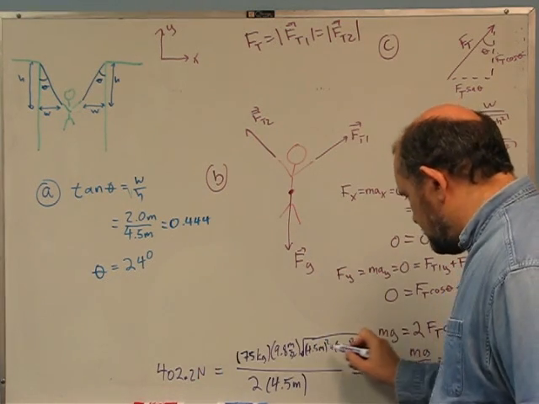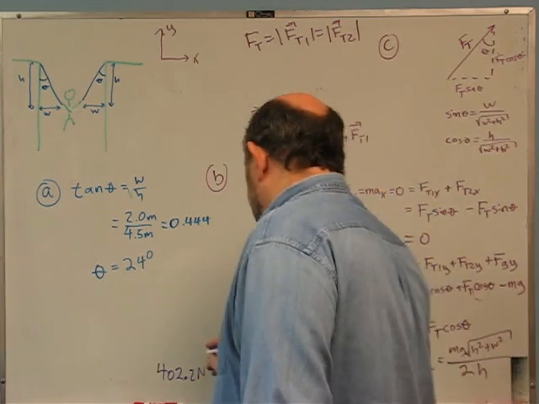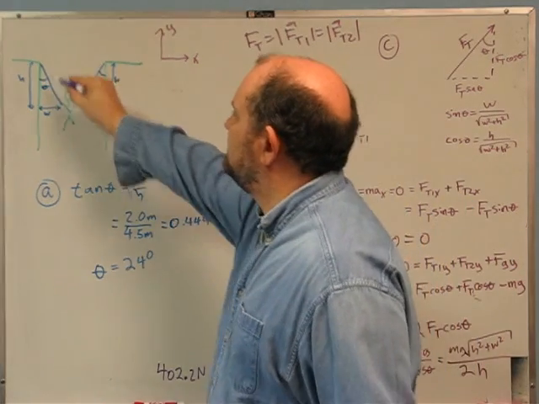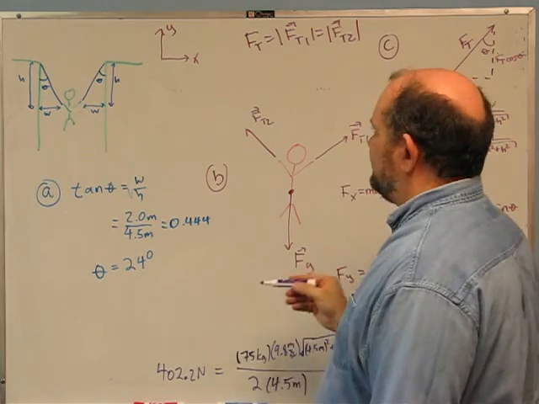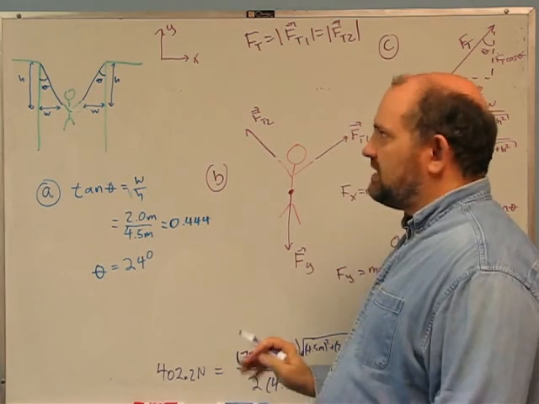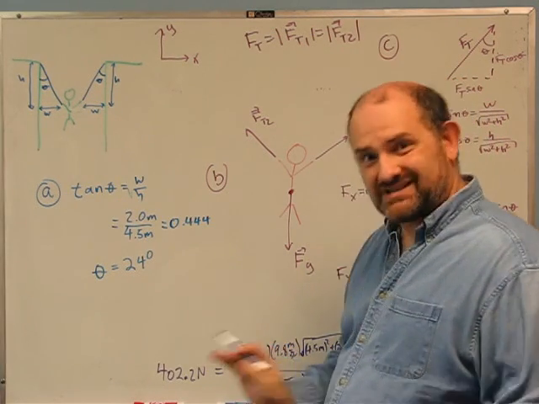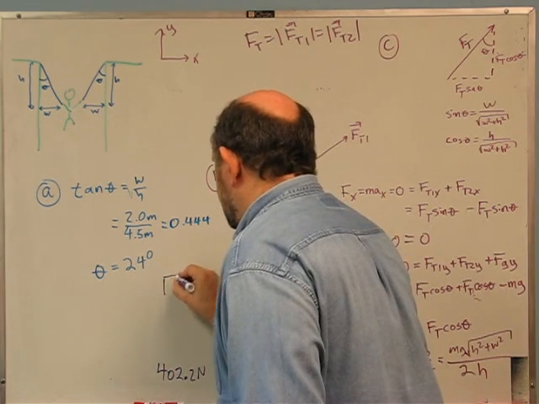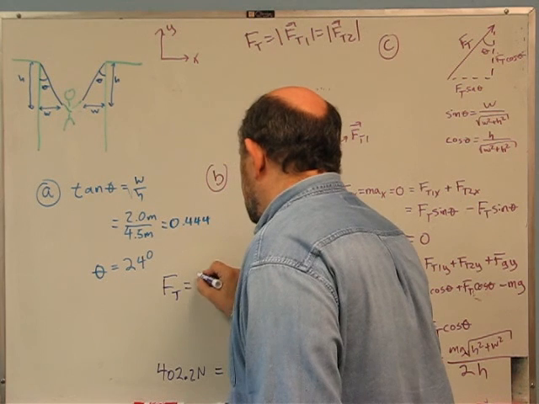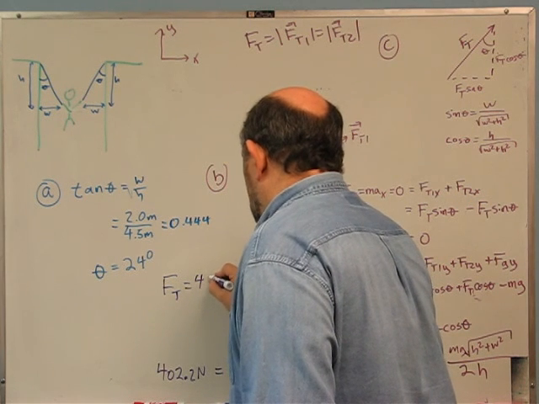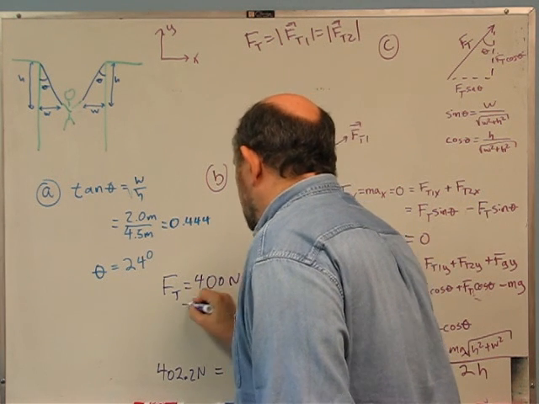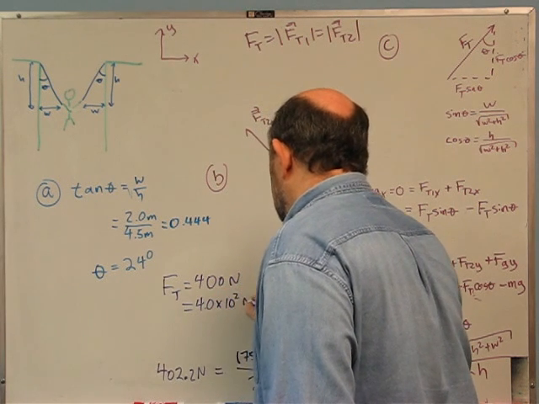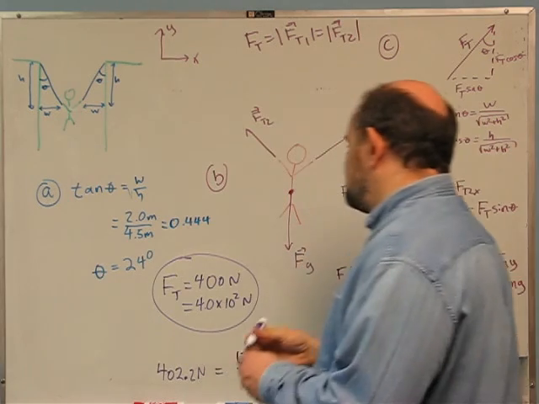How many sig figs do we have? We have two here, two here. Yeah, we're going to have two sig figs. Notice this two is not limited to one sig fig because we know perfectly that there are two strings. It's not like there maybe is 1.9 strings or 2.1 strings. None of that. This is a perfect number. So we have two sig figs. So I could say that the tension in one of these is 400 newtons, or if I want to be really clear that I have two sig figs, I could write 4.0 times 10 to the 2 newtons. All right, that's the tension in one of these strings.